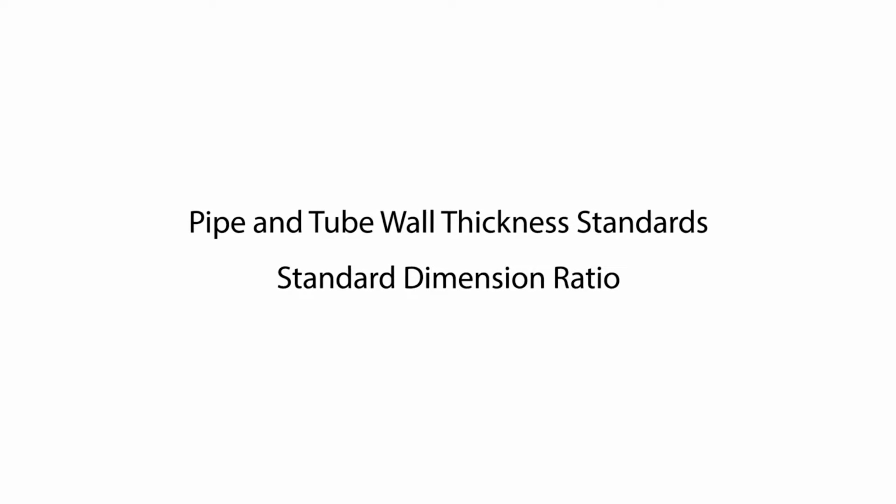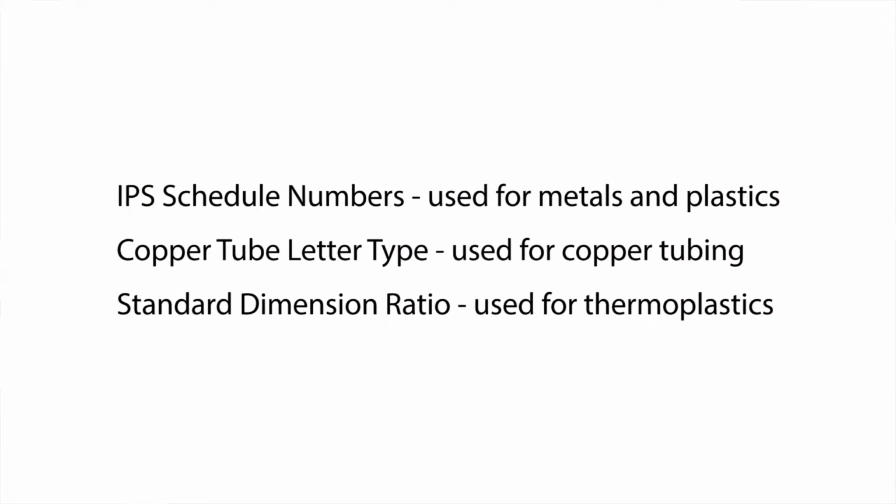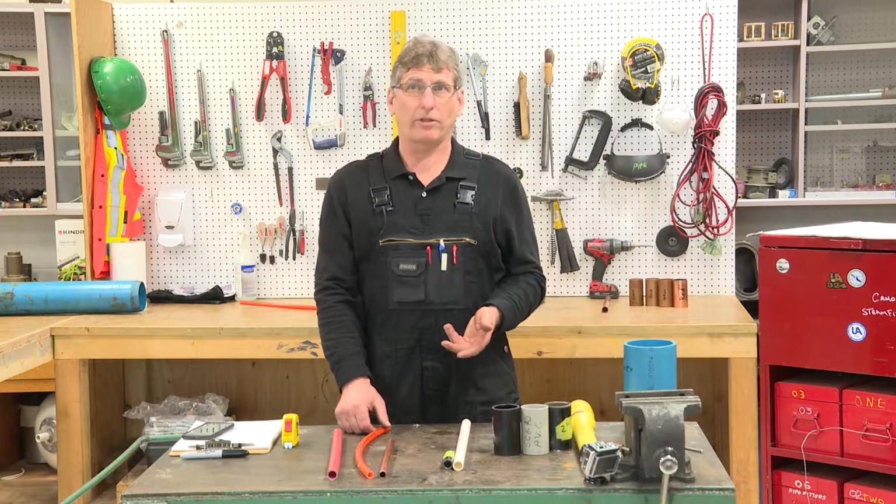This is the third video of the three-part series on pipe and tube wall thickness standards. You may recall the three commonly used standards mentioned in the previous videos. In this video, we'll focus on the standard dimension ratio system. This wall thickness system is used primarily for plastic pipe and tubing. So, plastic pipe and tubing wall thickness systems.